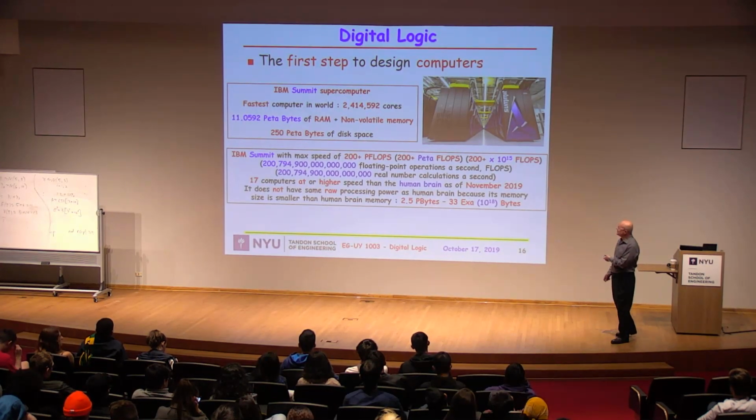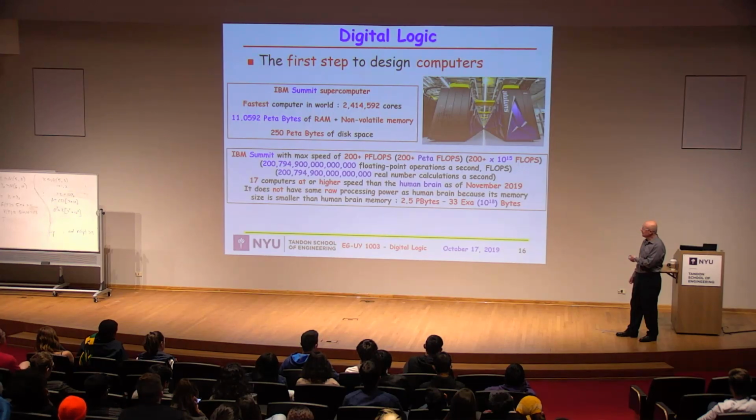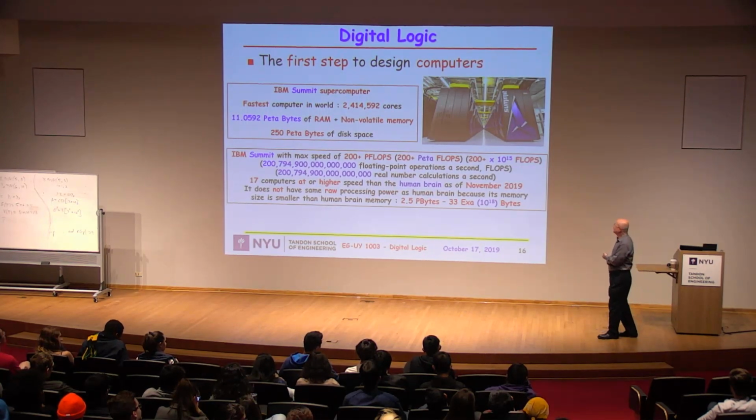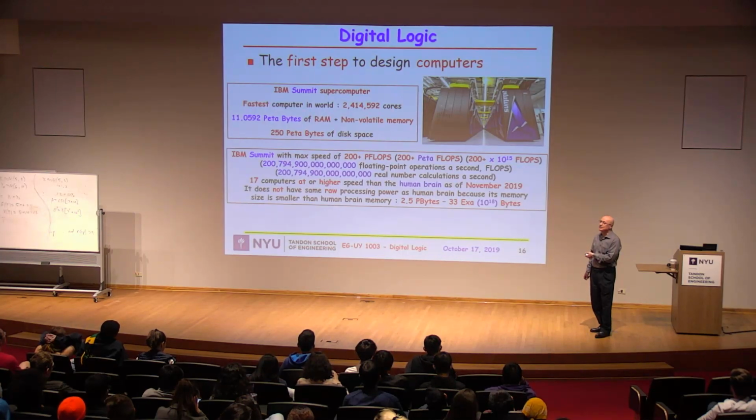So the speculated speed of the human brain is 20 petaflops, but this is 200 petaflops. What is a petaflop? It's 10 to the 15. And flops means real number calculations a second. So this is doing more than 200 times 10 to the 15 real number calculations a second.